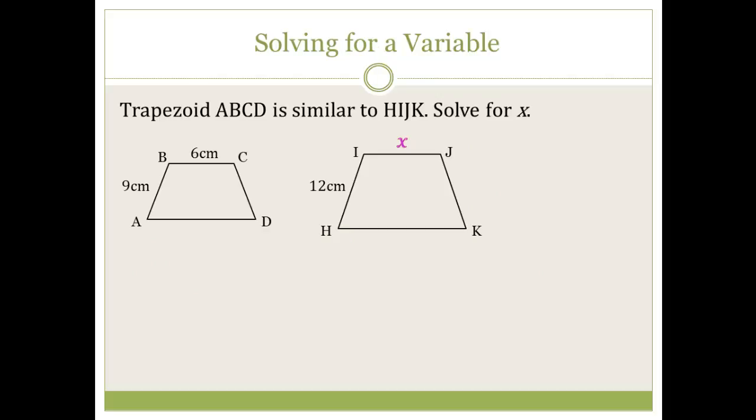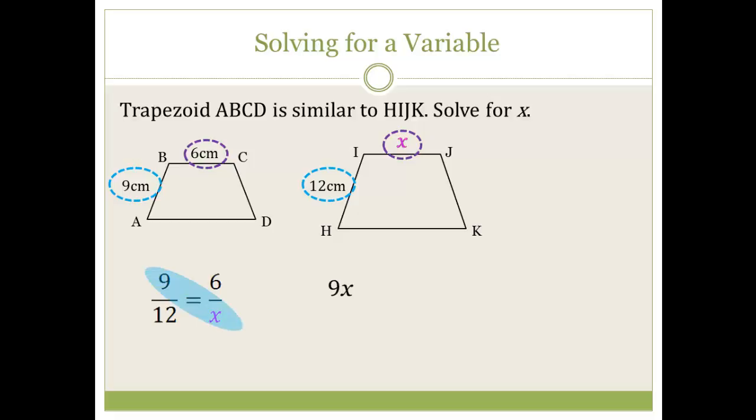Let's look at another example. If trapezoid ABCD is similar to HIJK, solve for x. 9 and 12 are measurements of the same side of the trapezoid, so we can write 9/12. 6 and x are measurements of the same side of the trapezoid as well, so we can write 6/x and set them equal to each other.